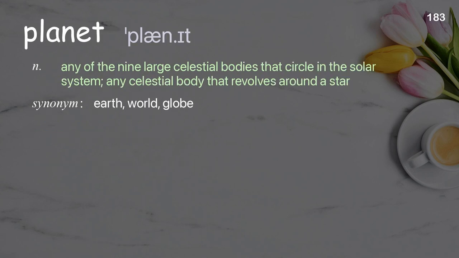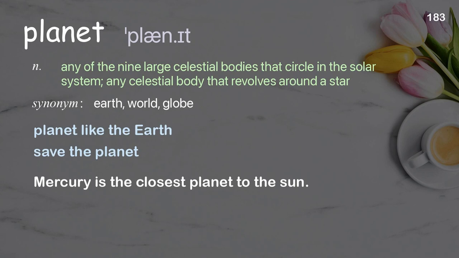Planet. Any of the nine large celestial bodies that circle in the solar system, any celestial body that revolves around a star. Examples. Planet like the Earth. Save the planet. Mercury is the closest planet to the Sun.